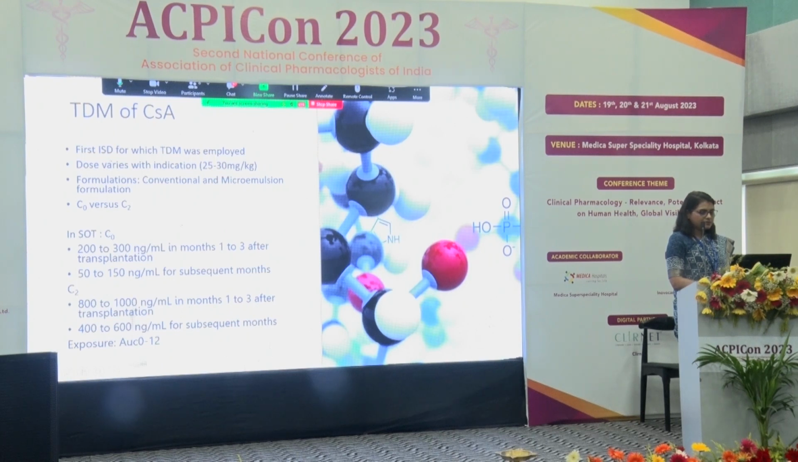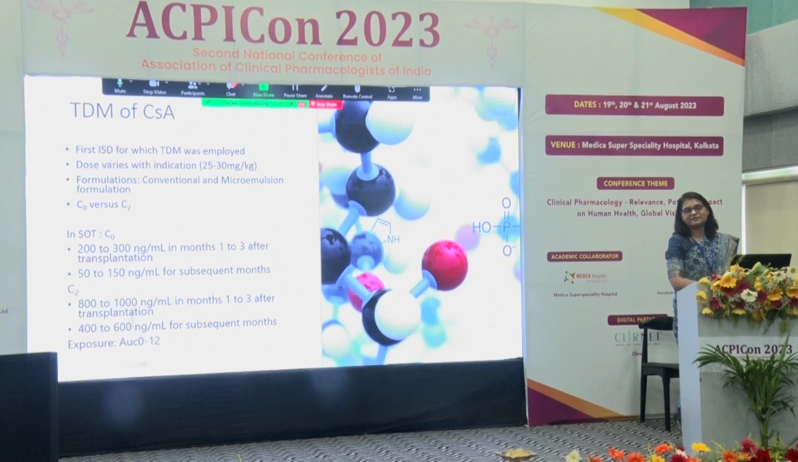Now, going back to the TDM of cyclosporine A, it's C0 versus C2. So why C0 versus C2? C0, as Dr. Sandhya explained, is the trough concentration, but C2 also came up for cyclosporine. C2 came up for the neoral formulation, or the microemulsion formulation, which has a delayed absorption. Some of the conventional preparations of cyclosporine have also been studied with C2. However, the TDM community is not yet at a consensus on which one is the better biomarker. For all practical purposes, C0 is being used.